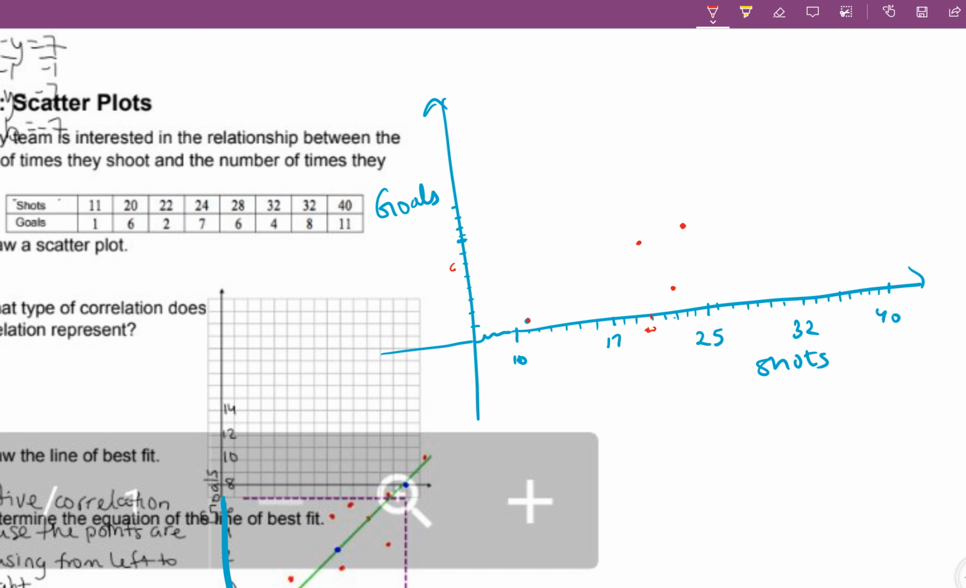Now, next is we do 28. So 28, 6, 7, 8. 28 is there. And we have 6 for that.